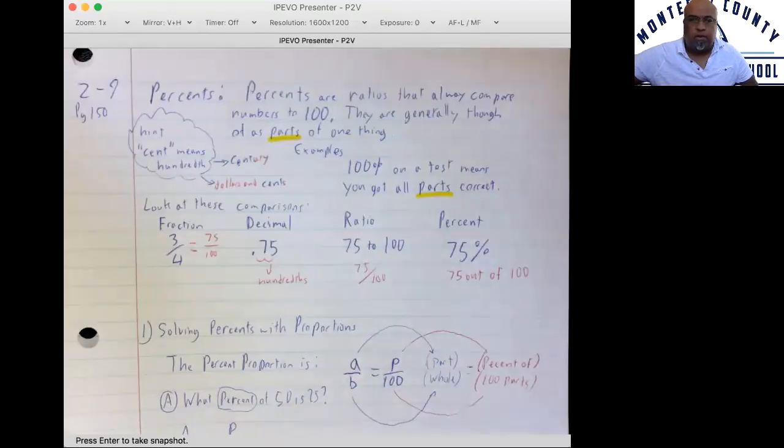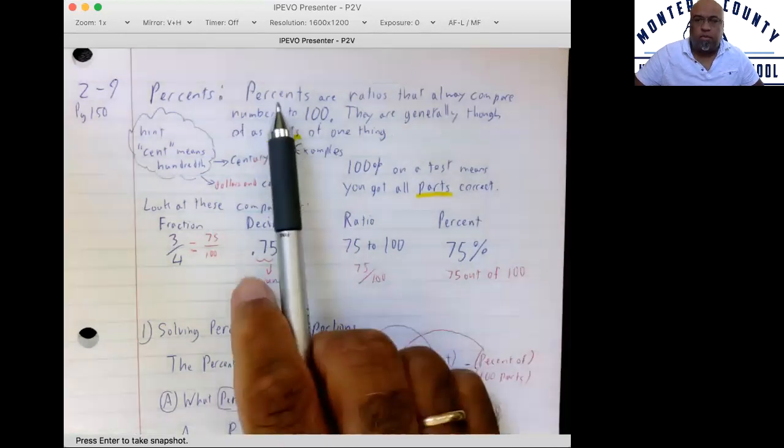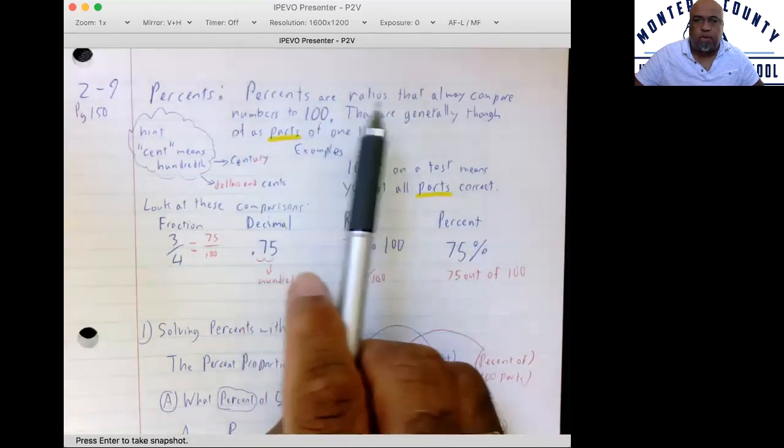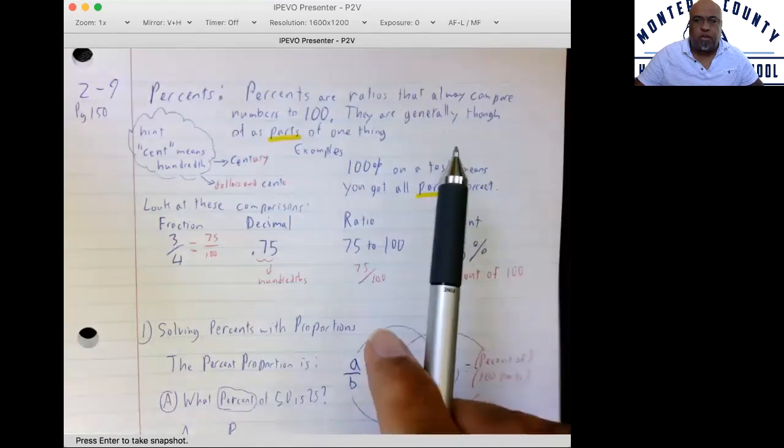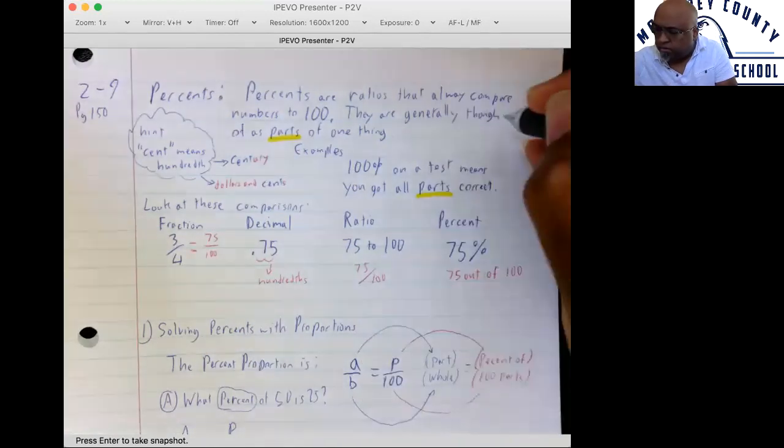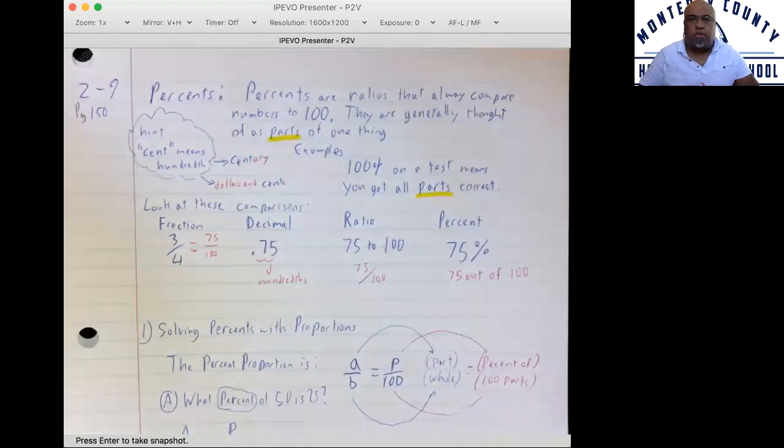All right, 2.9 starts on page 150 in the book if you're following along. This lesson is on percents. Let's go ahead and learn what that means. Percents are ratios that always compare numbers to 100. They're generally thought of as parts of one thing. You can take a look at the hint here.